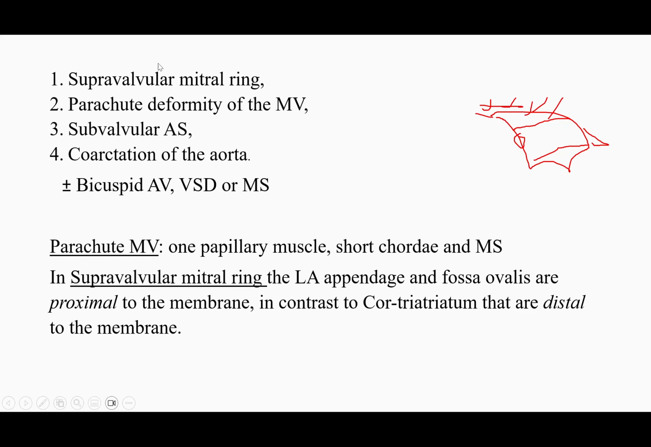So there is stenosis all the way starting from before the mitral valve till after the aortic valve. So it is supravalvular mitral ring, parachute deformity of the mitral valve, subvalvular aortic stenosis, coarc, bicuspid valve. So the entire left heart is generally stenotic. Parachute mitral valve is a valve with only one papillary muscle, short chordae, and mitral stenosis.